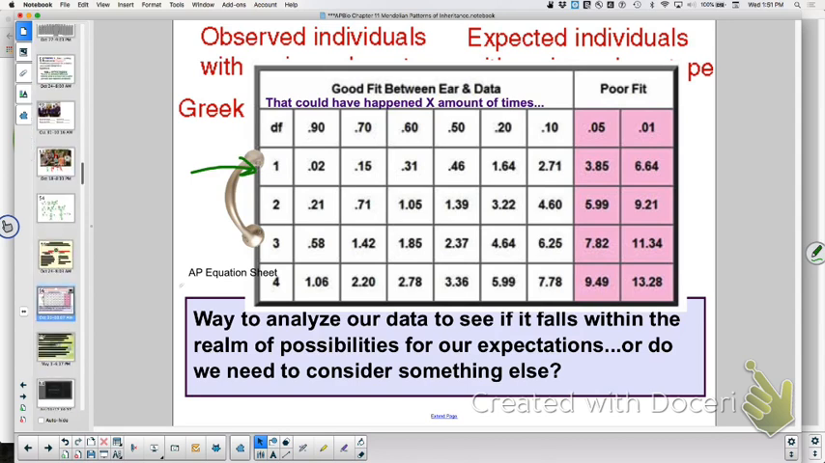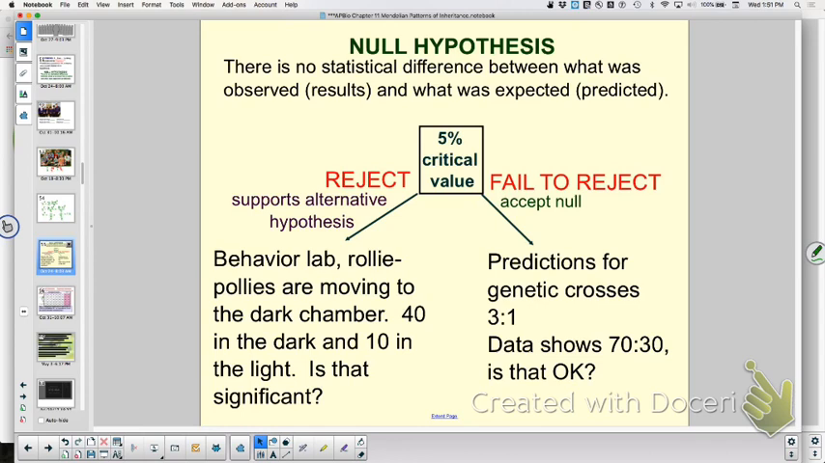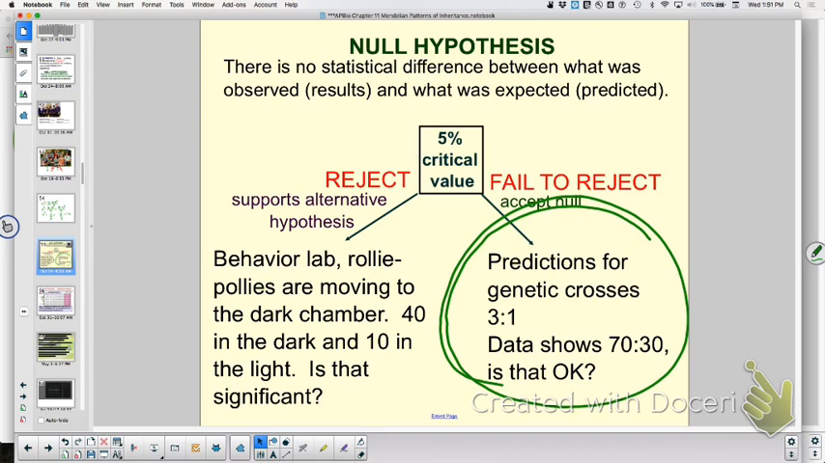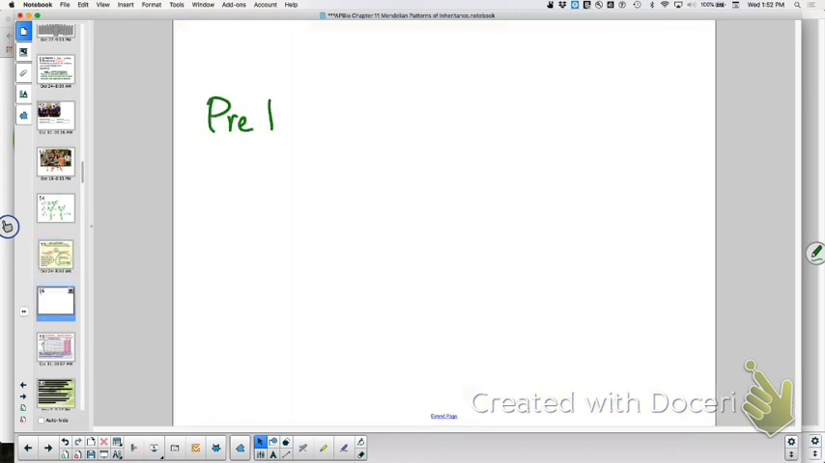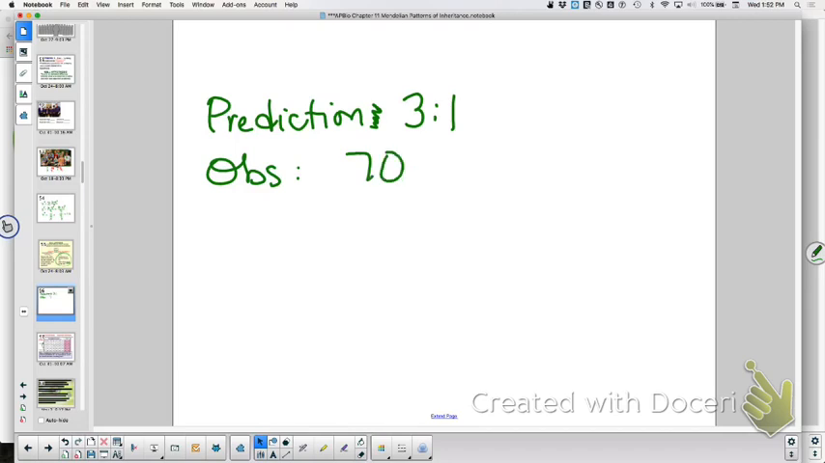All right, now let's try another one. We're warming up here. Okay, here's another situation. I have a prediction for a genetic cross. It doesn't matter if it's genotype or phenotype, I just predicted 3 to 1, for whatever the thing is. But my data shows 70 to 30. My null here is that I would get 3 to 1. My observed was 70 to 30. Is that okay? Do a chi-square test, please, and give me your chi-squared value.